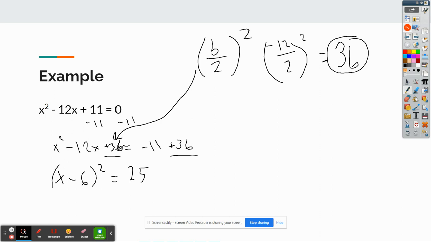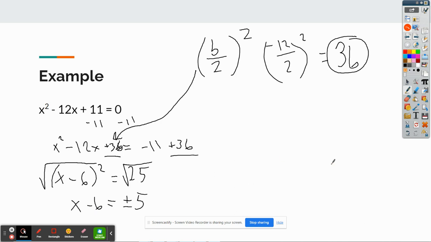All right, we got most of the hard work done. Now we're going to go ahead and try to get rid of our power of 2, and we're going to do that by square rooting both sides. When I square root both sides, I just get rid of my 2. So now I just have this x minus 6 left here. And when I square root 25, I'll get a positive or a negative 5.